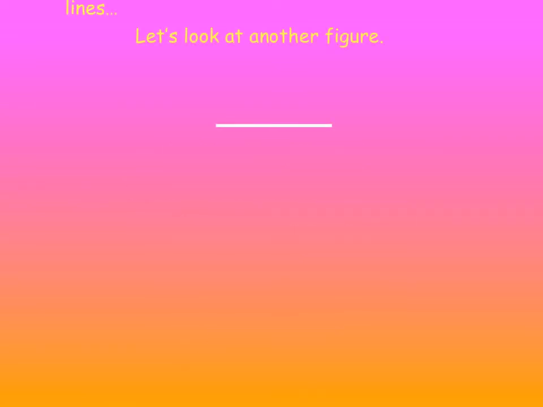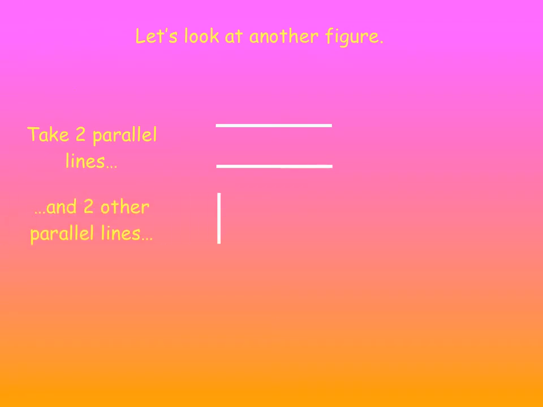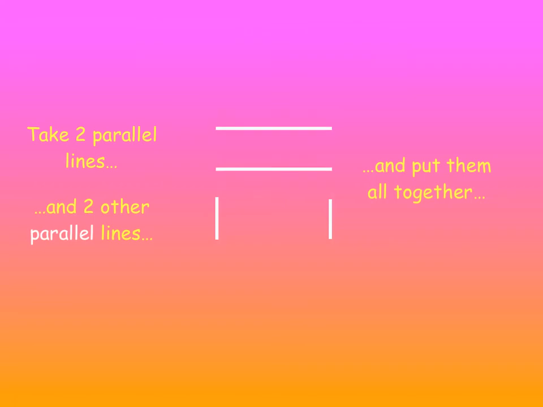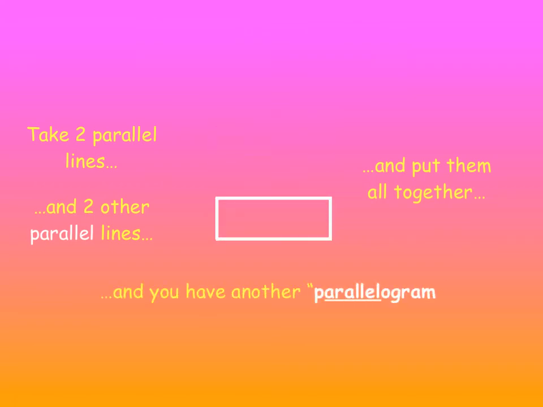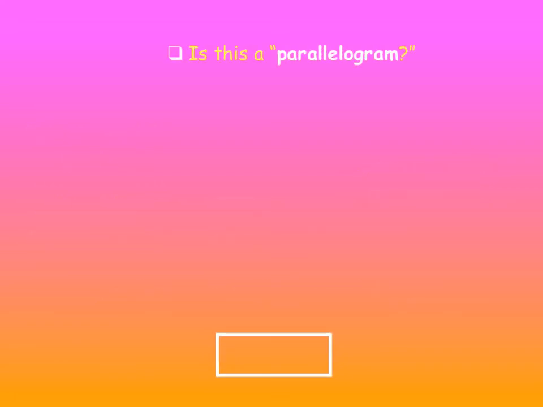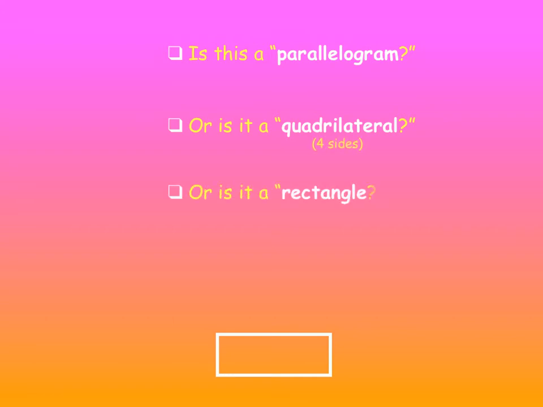Let's look at another figure. Take 2 parallel lines again, and 2 other parallel lines, and put them all together, and you have another parallelogram. Is this a parallelogram? Yes. Or is it a quadrilateral? Well, actually, yes. Or is it a rectangle? Yes. It fits into all 3 categories.